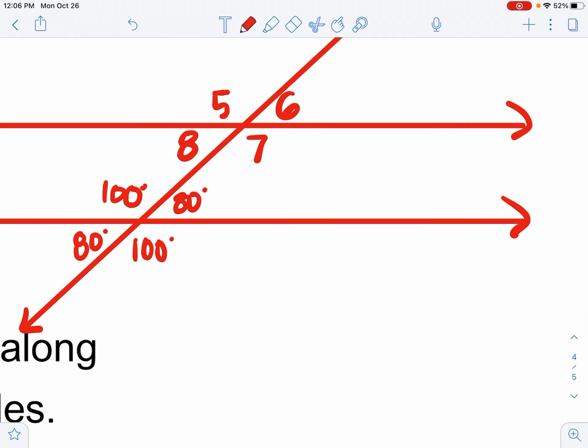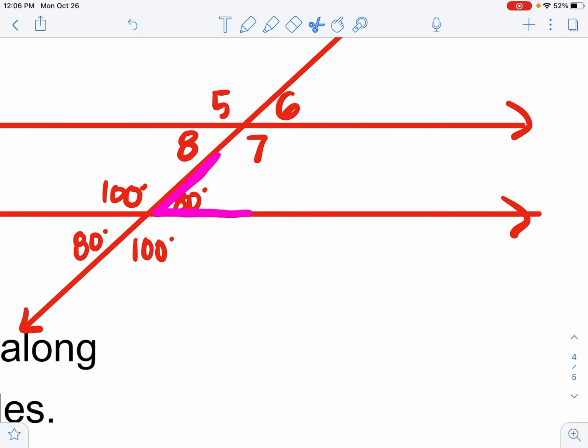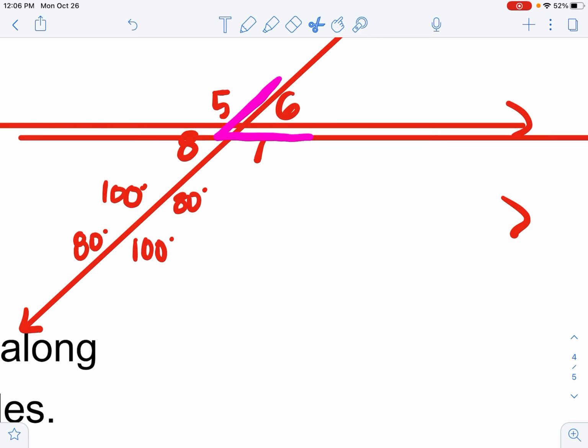So now I say, what about 5, 6, 7, and 8? Okay, so here's what I want you to notice now. I'm going to trace this 80-degree angle in pink. Now I'm going to do my best to move that angle, but I think it's going to move the whole line, which I'm fine with. Okay, so now I'm going to go ahead and move it. Now watch what happens when I move it up here.